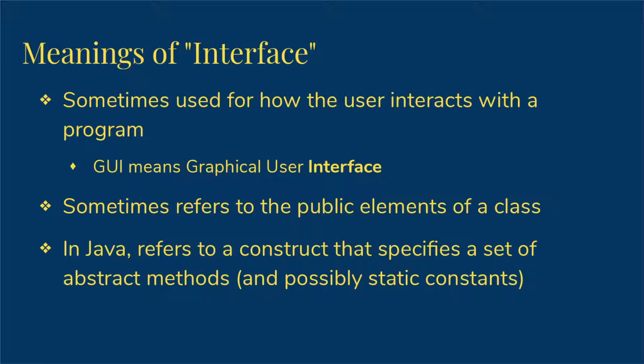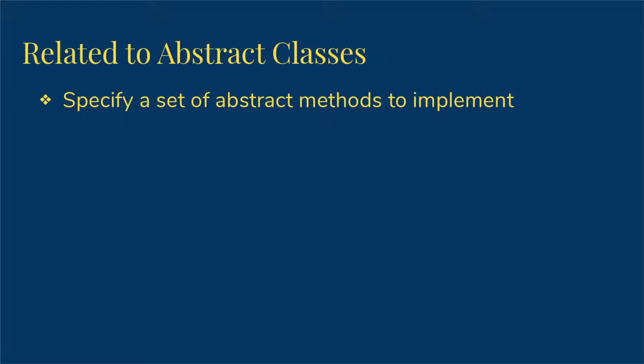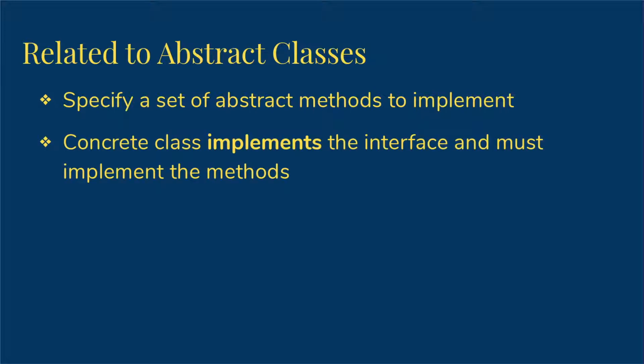Then finally, we have in Java the interface, which is a construct that specifies a set of abstract methods and possibly static constants. So class level constants and abstract methods, all of which must be public. Now, this idea of interfaces is fairly closely related to our concept of abstract classes. Like an abstract class, an interface specifies a set of abstract methods that anything that implements this will have to implement. The concrete class implements the interface and must implement those methods.